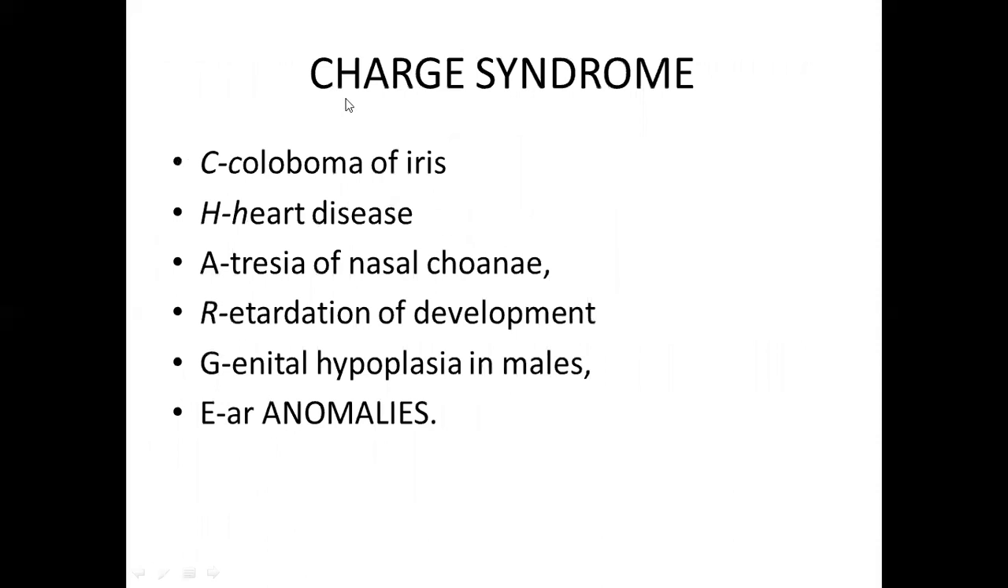So the CHARGE syndrome, as the name suggests, results in coloboma of the iris, since neural crest is contributing to the iris. Then heart disease, as it is contributing to the conotruncal septum. Then atresia of the choanae. Then the retardation of the development, because it is also contributing to certain ganglia of the head and neck. Then genital hypoplasia in males, because it is contributing to the adrenal medulla. Then ear anomalies are also there because it is forming the spiral ganglia of the eighth nerve.